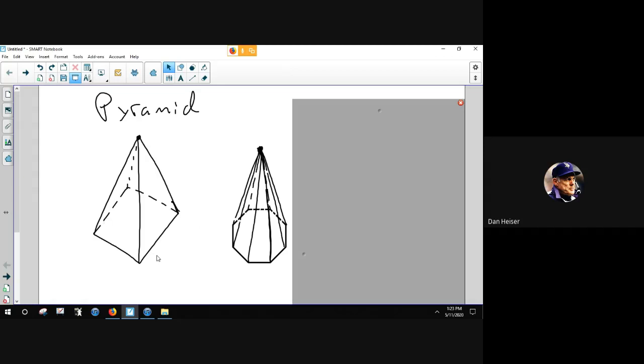And the number of triangles will equal the number of sides that the base has. A quadrilateral has 4 sides. There are 4 triangular walls here. With the octagon, we have 8 sides on the floor, 8 sides on the base, and then we will have 8 triangular walls.